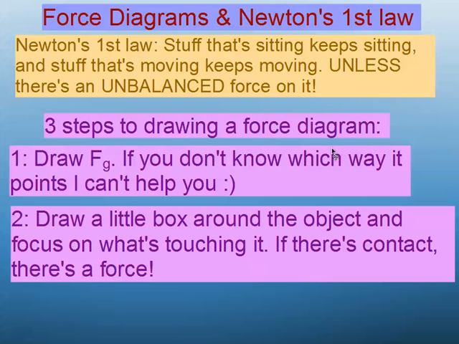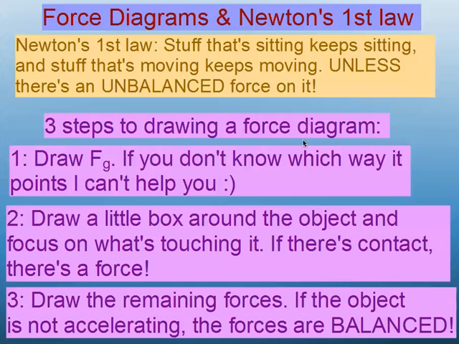Step 2, draw a little box around the object so you can focus in on it and see exactly what's touching it. Because with the exception of gravity, all of the other forces I've been talking about require contact with the object. So you have to look closely at what's actually touching the object to see what the forces are that's affecting it. Step 3 is to draw the forces you discovered in step 2, so basically all the forces besides gravity, on your force diagram. And also make a note if the object is accelerating or not, because if it's not accelerating, then your forces have to be balanced. And you'll see that in some examples coming up.